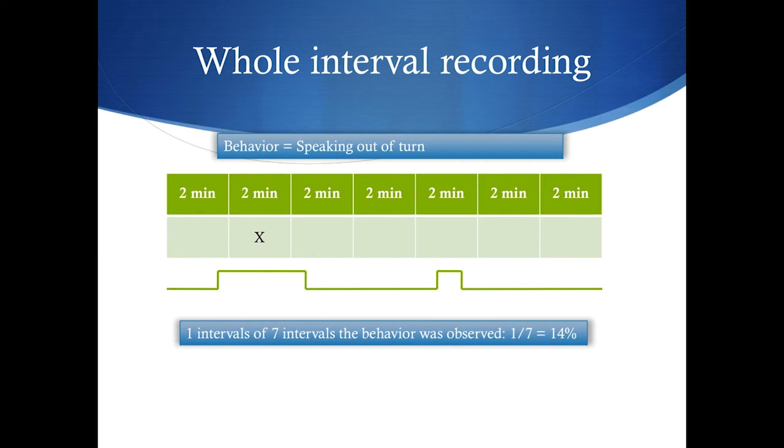Guess what this one does? Underestimates behavior. Do you really think behavior only happened for 14% of the time? If you do, you're crazy. It happened for 14% of the intervals using the definition that we have. So this underestimates behavior. So whole interval is a hard thing to achieve. But again, if the behavior is happening a ton, whole interval is useful. If the behavior is happening just a little bit, partial interval is useful. So it really depends on the behavior as to what methods you're going to use.